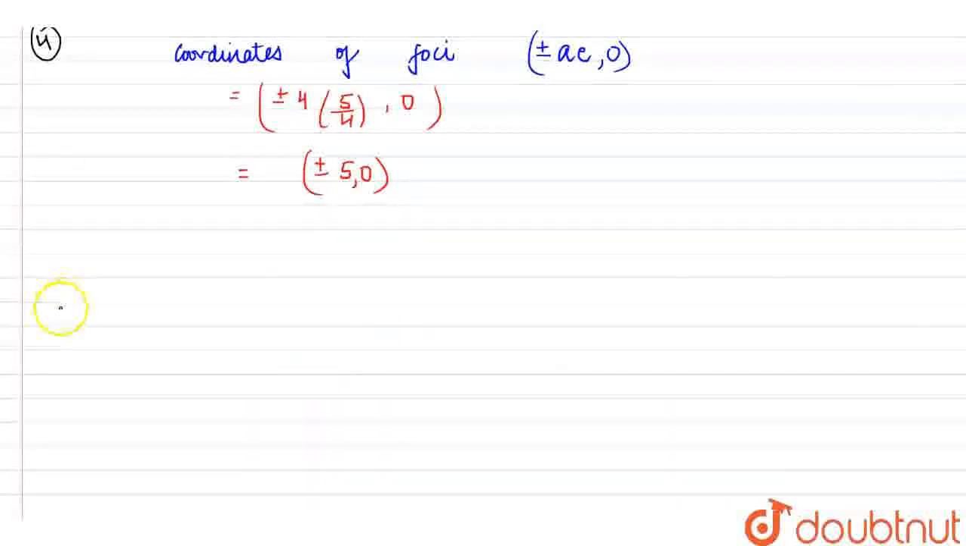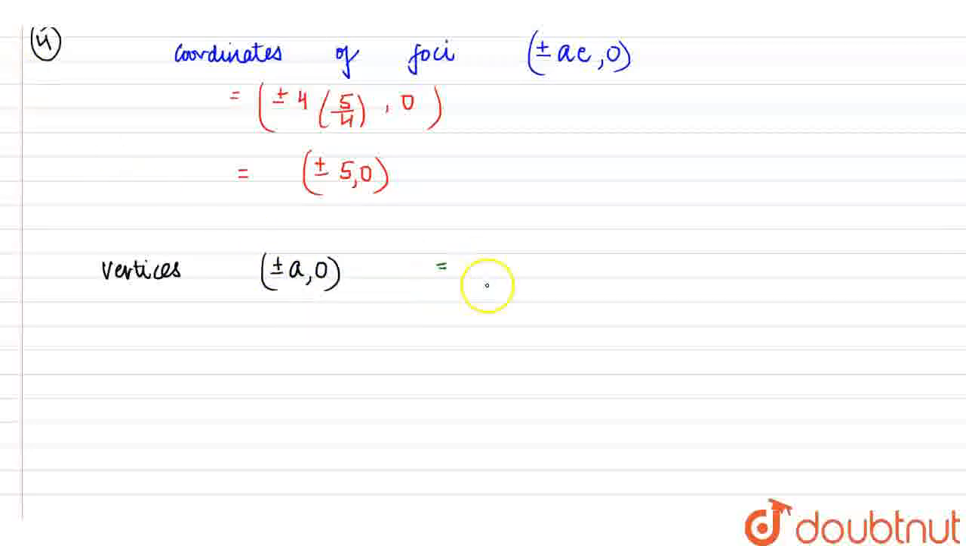Moving on, the vertices will be coordinates of vertices. This is in the form of plus minus a comma 0, and this gives us equal to 4 comma 0 and minus 4 comma 0, because we know that the value for a is equal to 4.